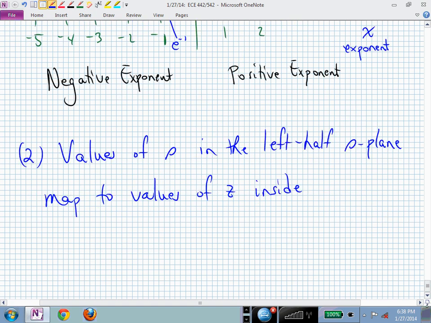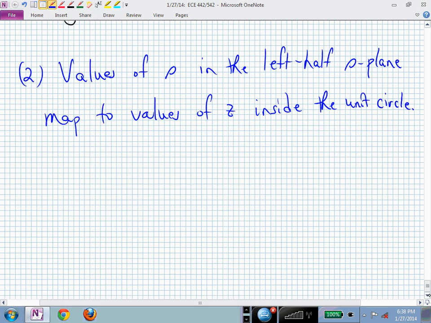Now I know that if I have a pole in the left half s-plane, it's going to map to values of z inside the unit circle in the z-plane. Inside the unit circle. There's 2 observations. What else did we see?